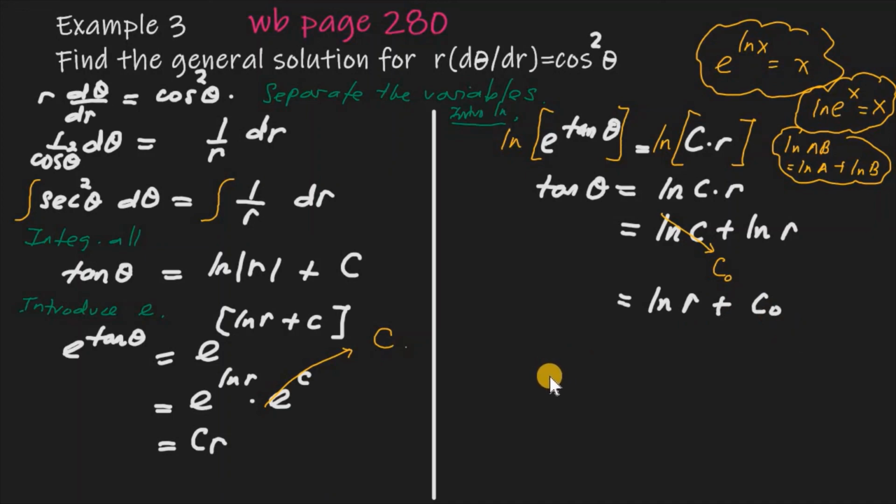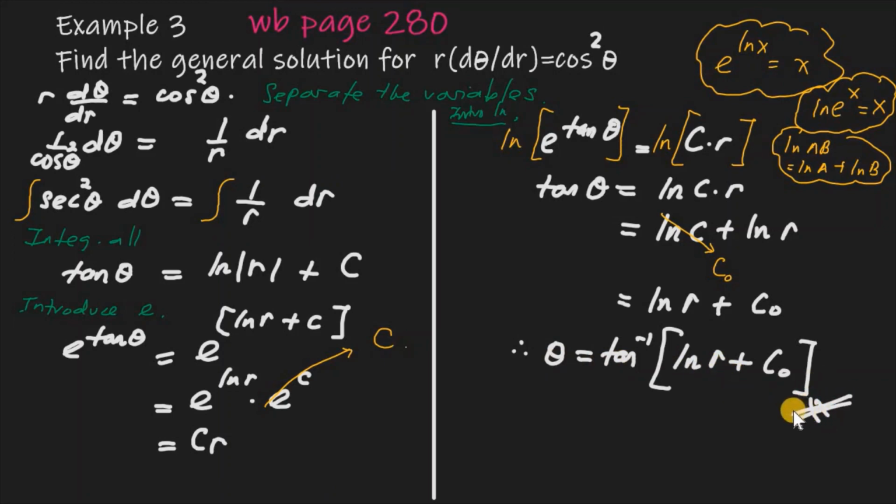So hence, what is your theta? The theta is inverse tangent of ln r plus c0. You are able to get your c0 if you know the initial value problem, that is, what is theta in terms of the r. But as of now, you can just leave your answer like this, c0 or c, no problem.